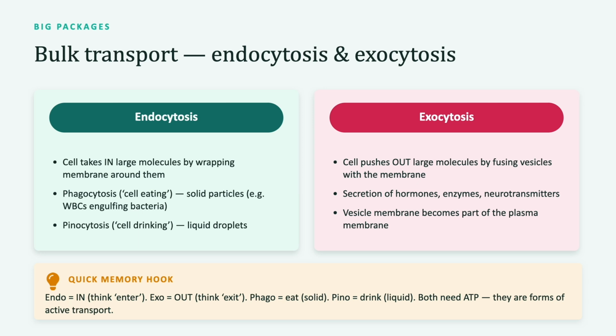A vesicle inside the cell fuses with the membrane and dumps its content outside. This is how your cells secrete hormones, enzymes, and neurotransmitters. Memory hook: endo means enter, exo means exit, phago means eat, pino means drink. And both endocytosis and exocytosis need ATP, so they count as active transport.